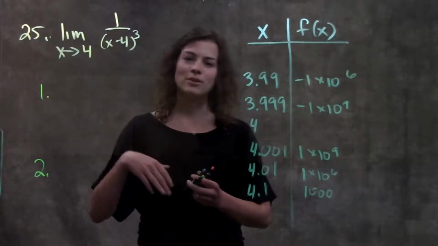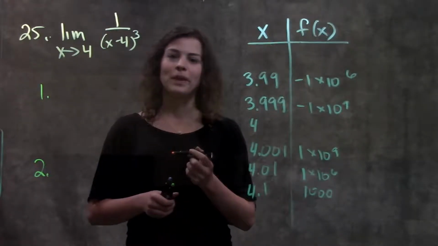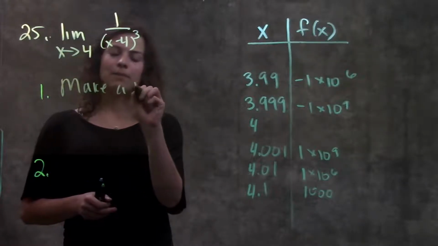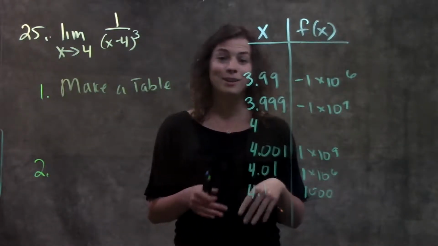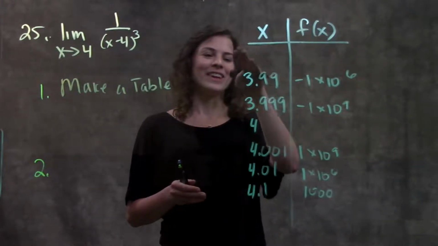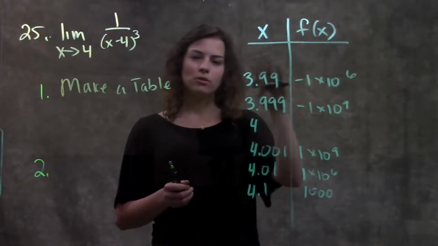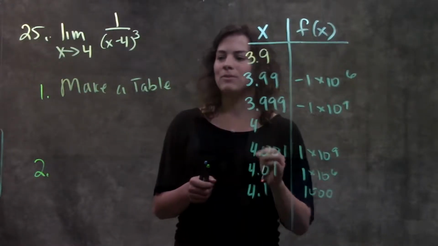This is number 25 in your book. It's asking for the limit as x approaches 4 for this function here. So like we just said, our first step, we're going to make a table and plug in x values getting closer and closer to our point of interest from either side. Conveniently, I already have a table right here for you. It's approaching 4 from the left and the right-hand side. I'm not going to go through this entire table, but I'll go through the first line with you. So let's say we plug in 3.9 into our table.